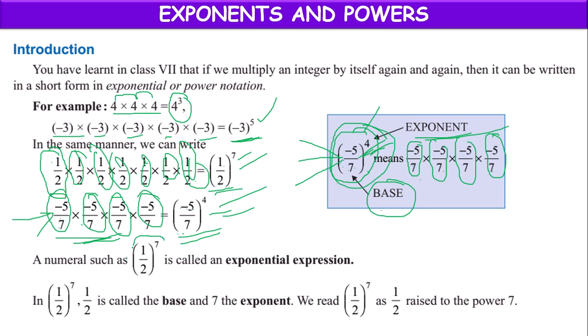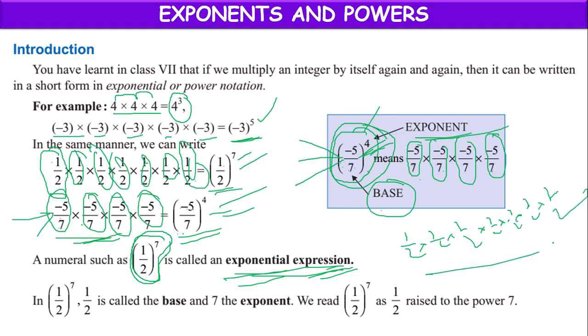Suppose here 1 by 2 whole power 7. This total expression is called an exponential expression. The normal expression is 1 by 2 into 1 by 2 into 1 by 2, like that 7 times. This is the original expression.